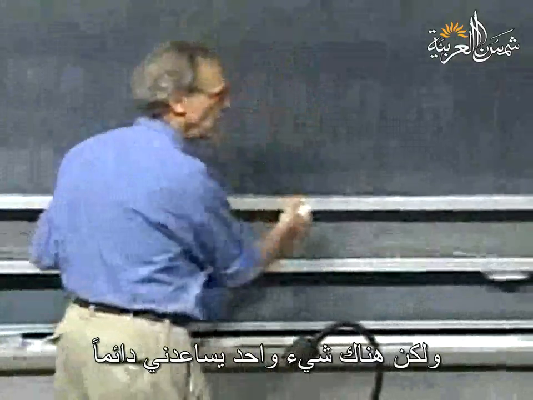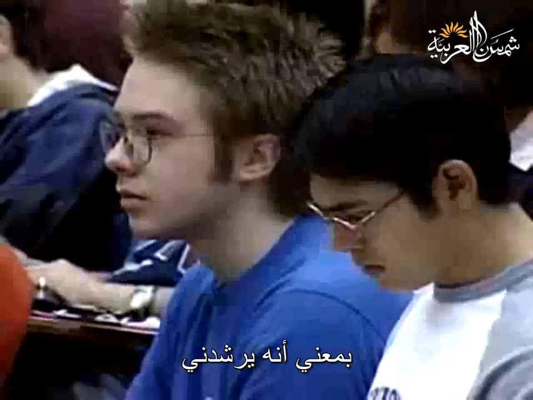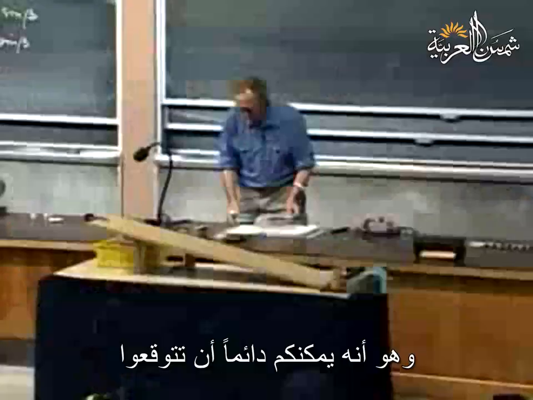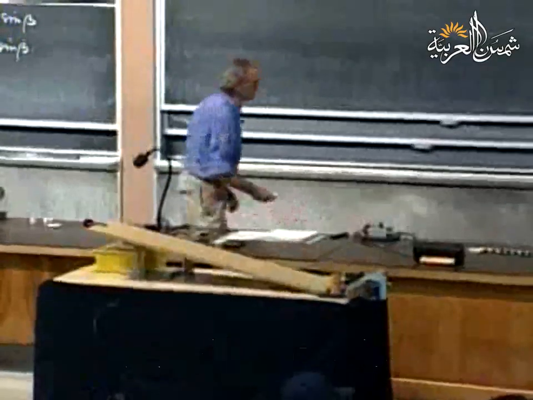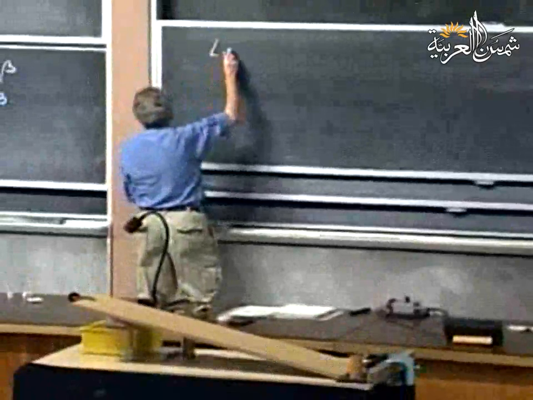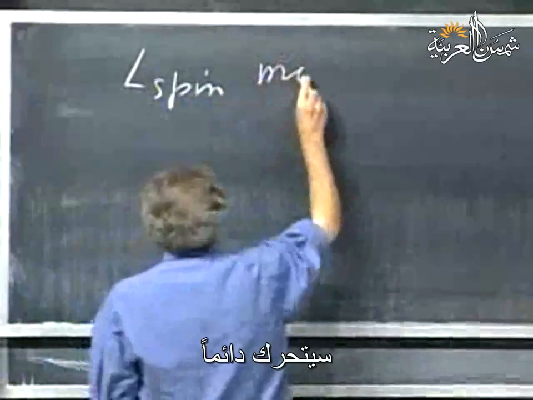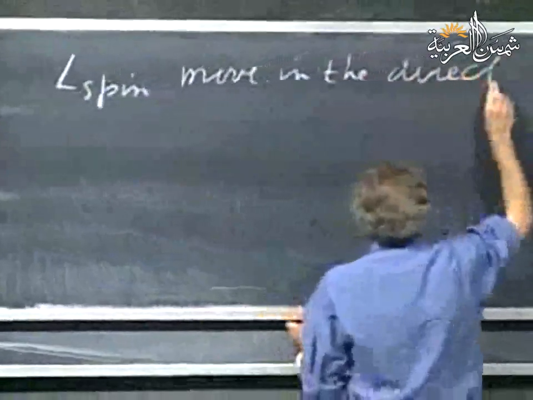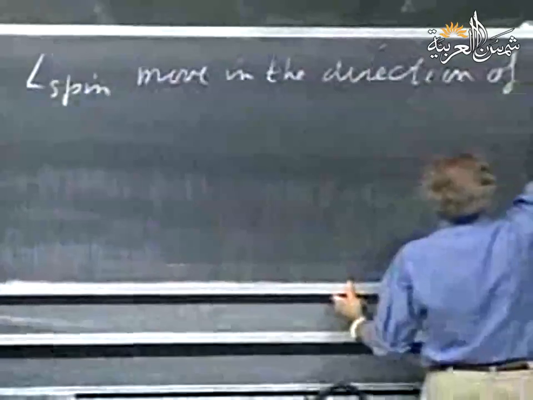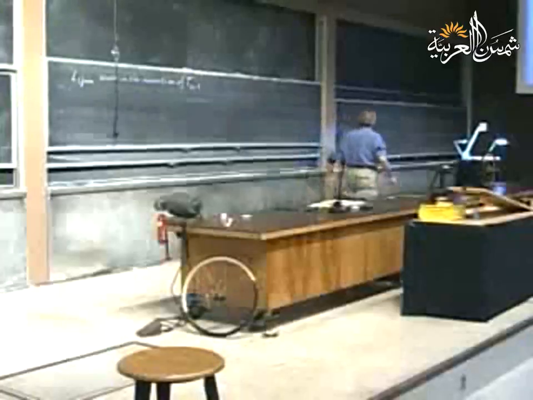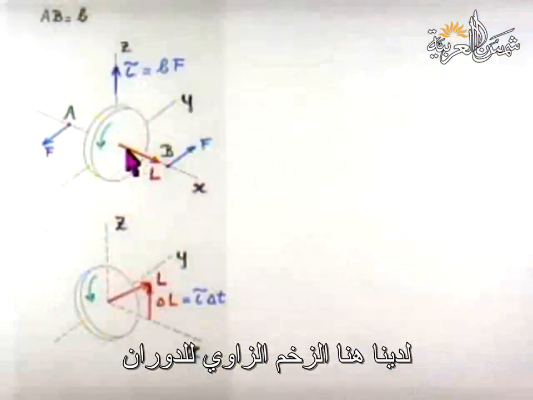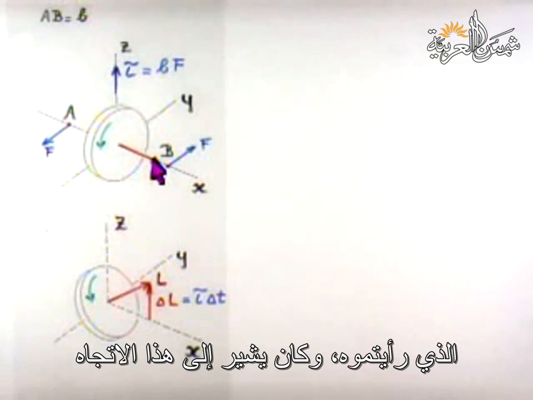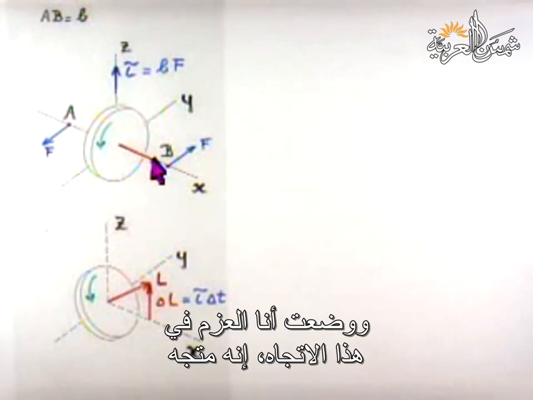However, there is one thing that always helps me in terms of guiding me, and that is, you can always predict that the spin angular momentum will always move in the direction of the torque, which is this external torque that I applied. Let's go over that again. We have here the spin angular momentum that you saw was pointing in this direction, and I applied a torque in this direction. It's a vector.